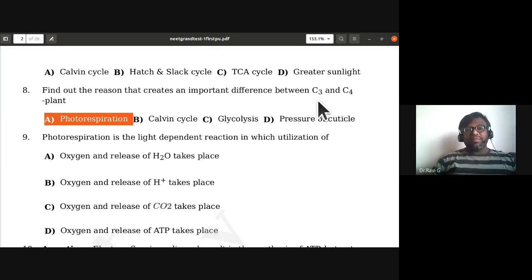Photorespiration harms the photosynthesis process, wherein there is utilization of ATP and no photosynthesis taking place. So photorespiration is absent in C4 plants, so they are photosynthetically efficient, whereas C3 plants exhibit photorespiration and are less photosynthetically efficient than C4 plants. So that is the reason the answer is photorespiration.